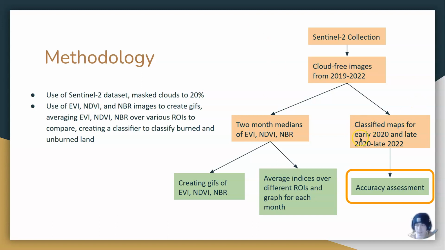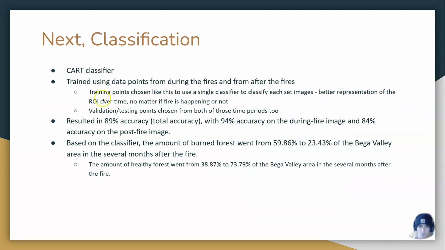Then finally, for my other route, the classifier and the accuracy estimate, I trained a CART classifier on the two time periods, one during the fires, one after the fires. This is because the classifier is just better if it's not biased. If you only train it on training points during the fires, it's going to be good at images that are from during the fires. It's going to be worse if you apply it to an image that's way after the fires. So I also did validation testing points from these time periods, which resulted in 89% total accuracy, 94% accuracy for the during fire image, and 84% accuracy for the post fire image.